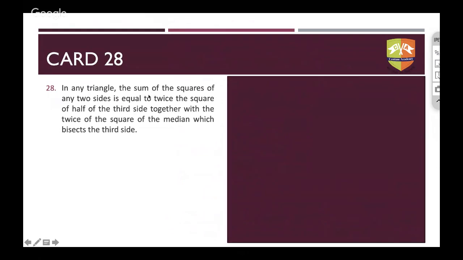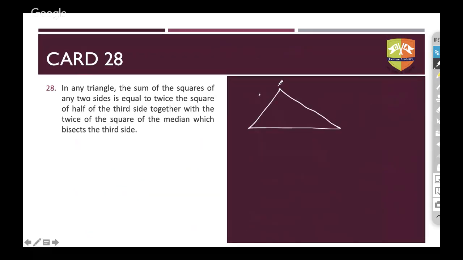So hence in any triangle the sum equal to twice the square of half. This we have done in the class as well. So it says if this is a triangle ABC, this is actually called Apollonius theorem.